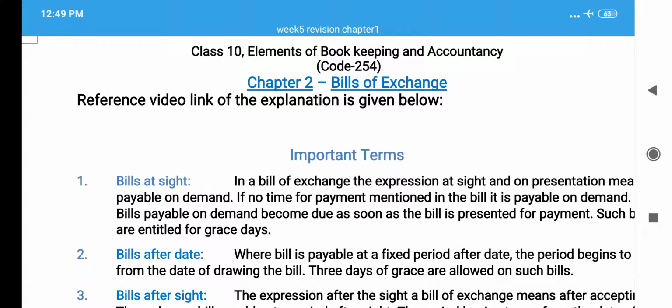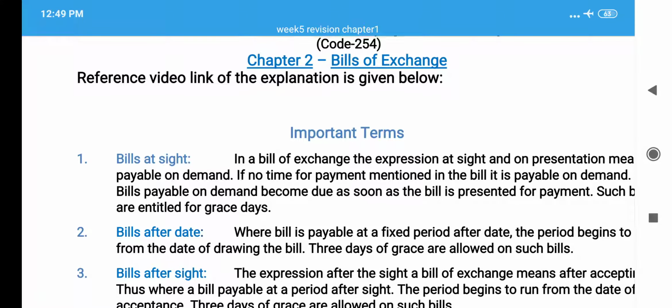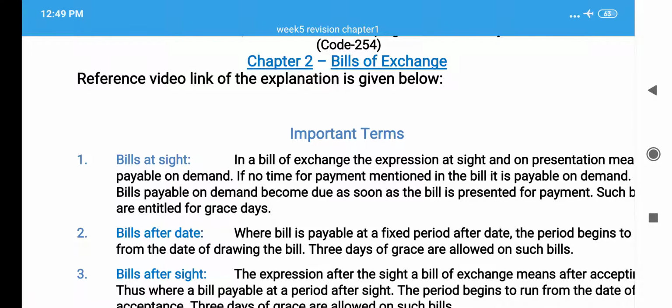Today we will start with our chapter 2, bills of exchange, which we have discussed in the previous class also. So today I am going to teach you some important terms which are really important from the point of view of accounting treatment. So just listen to them carefully and read them carefully.